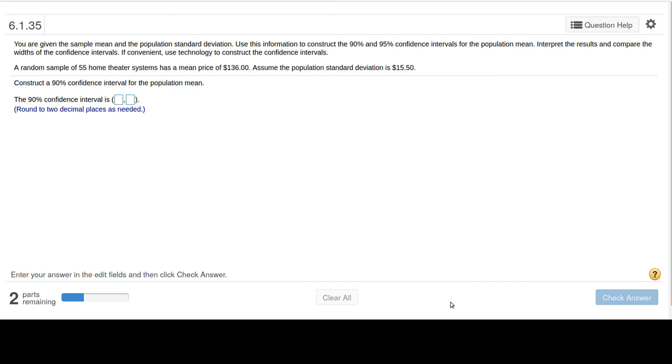And what we have is a random sample of 55 theaters with a mean price of $136, and a standard deviation of 15.5, and that's the population standard deviation.